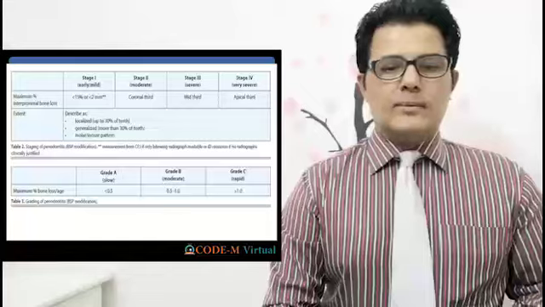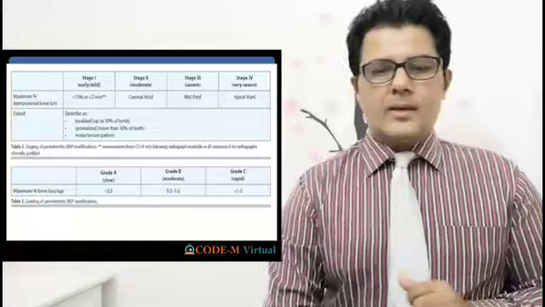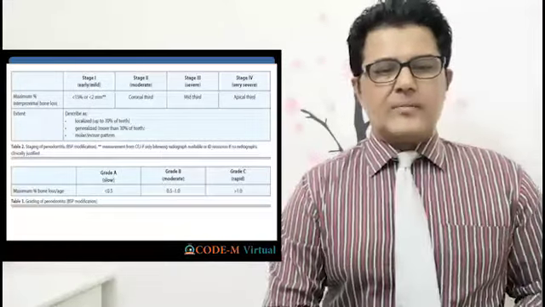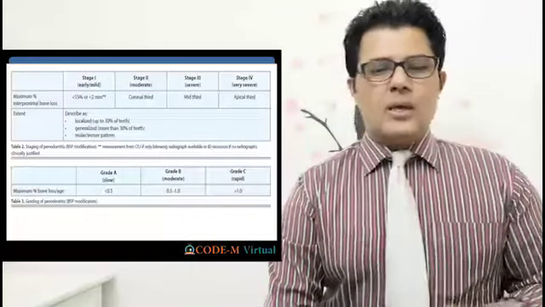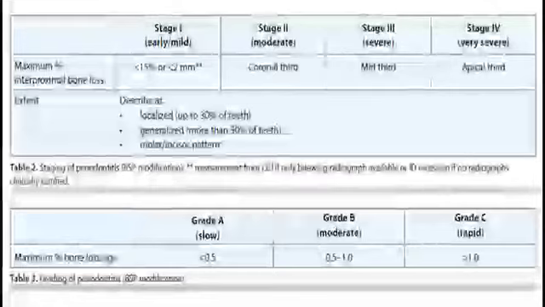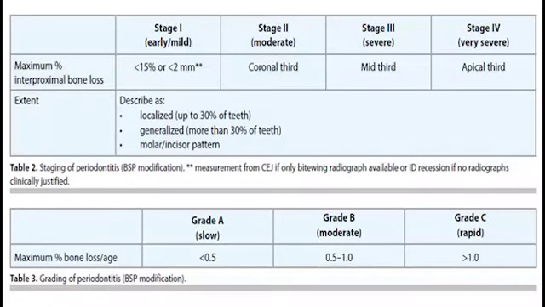So if we talk about the staging, there are 4 stages in this classification: stage 1, stage 2, stage 3, and stage 4. Stage 1 will show you the early, mild condition of the periodontium. Stage 2 is moderate, 3 is severe, and 4 will show you the very severe condition of periodontitis.